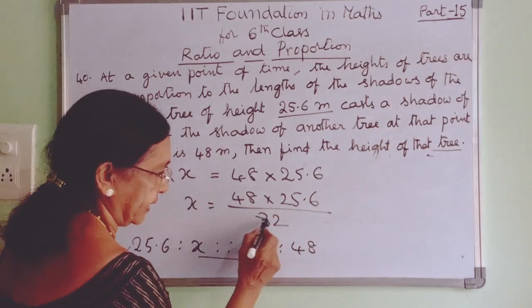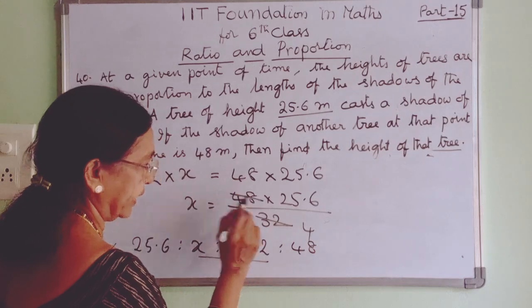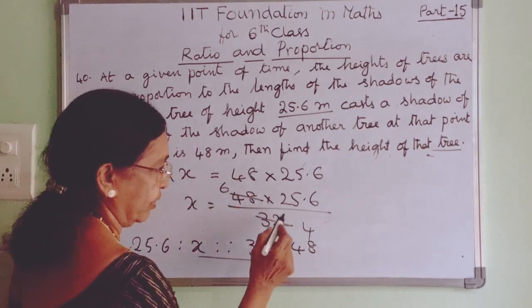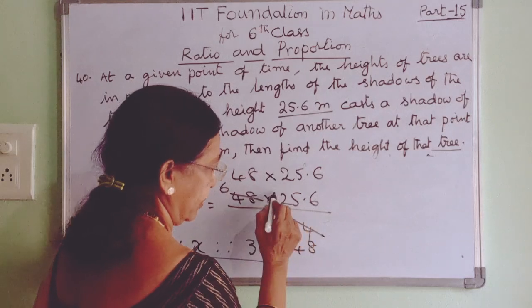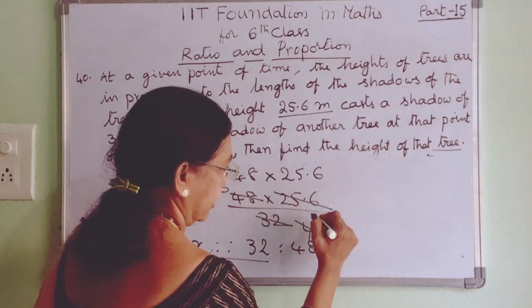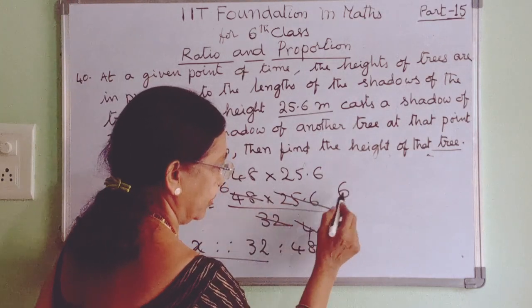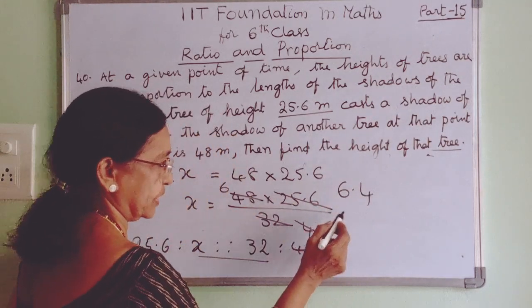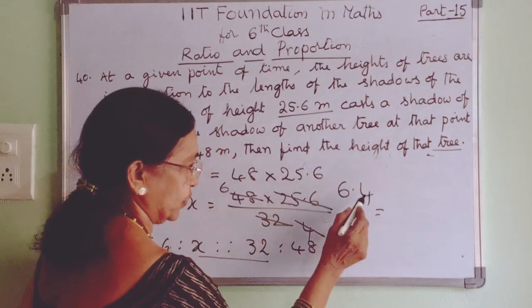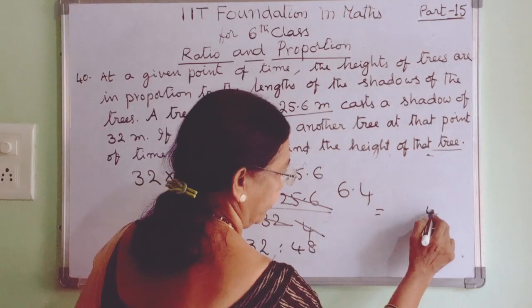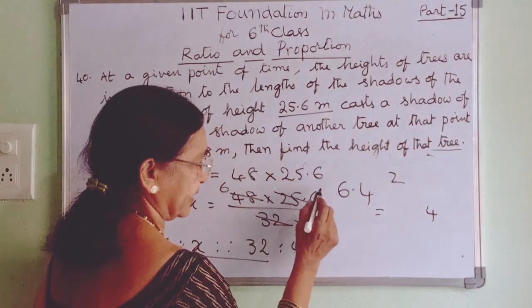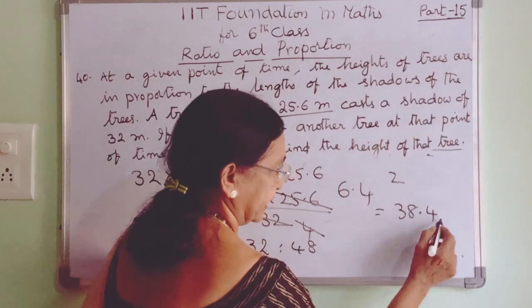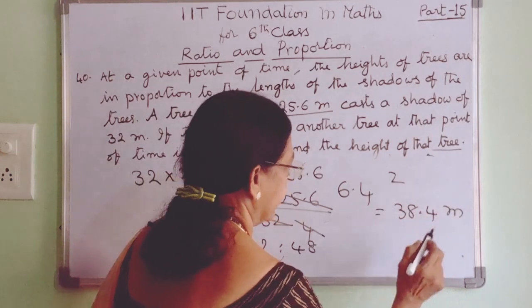So 8 4s are 32, 8 6s are 48. Therefore 6 into 6.4, that is equal to 6 4s 24, 6 6s 36 plus 2 is 38, and 38.4 meters.